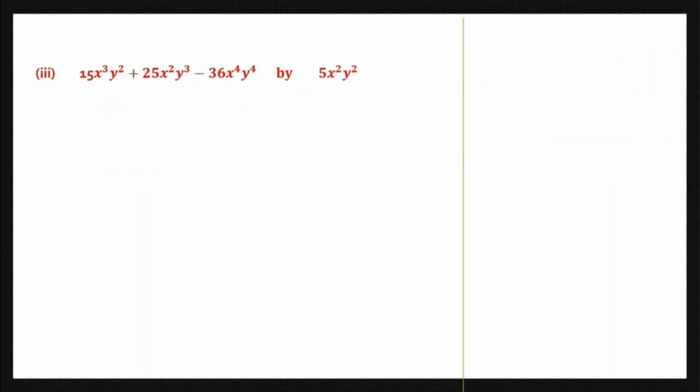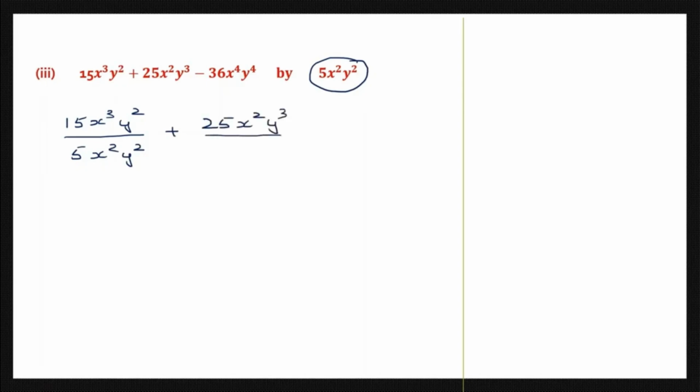Question 3. So here again we are going to take each term separately. So we have 15x to the power of 3 y to the power of 2 divided by the divisor. This is the divisor 5x to the power of 2 y to the power of 2, plus 25x to the power of 2 y to the power of 3 divided by the divisor 5x to the power of 2 y to the power of 2, minus 36x to the power of 4 y to the power of 4 by 5x squared y squared.